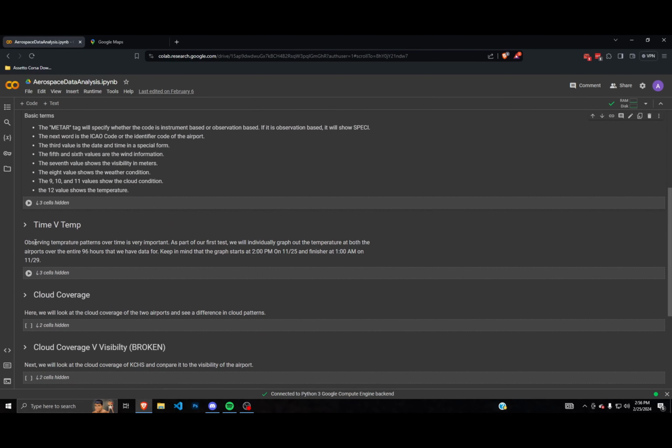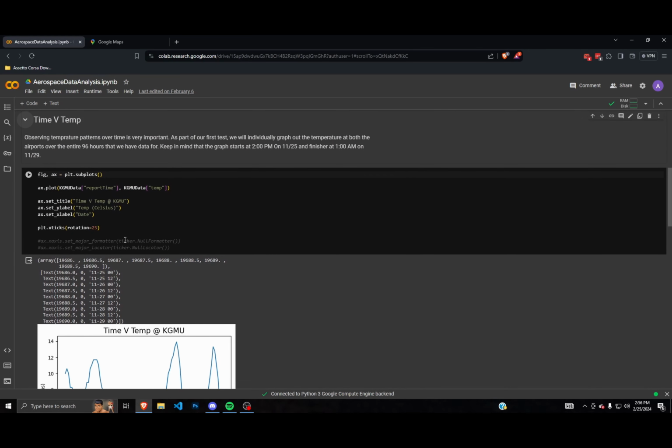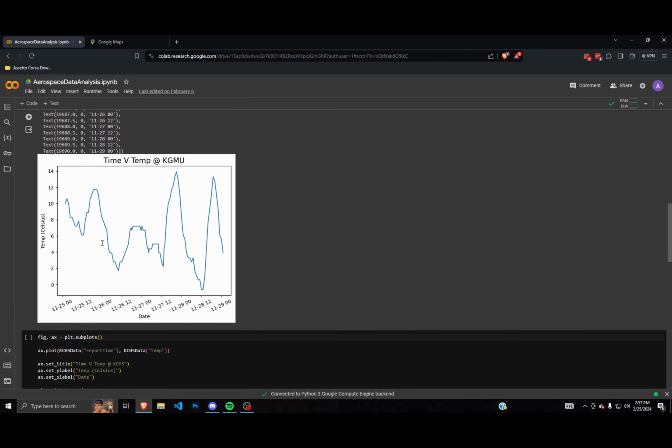So we'll go to our first test, which is the time versus temperature test. And here we are looking at temperature patterns between the two airports of Greenville and Charleston. And we are looking at them from the 25th of November to the 29th of November, because that's actually when I first started working on this all the way back in November. And we're just sort of looking at how it goes, right?